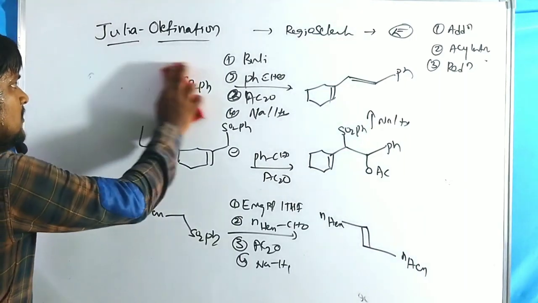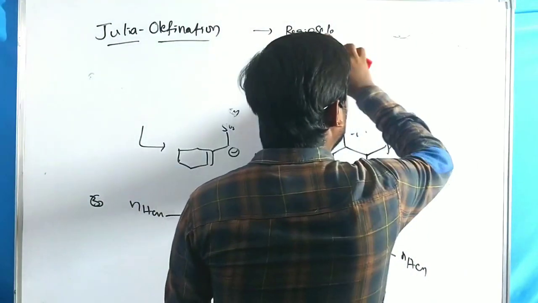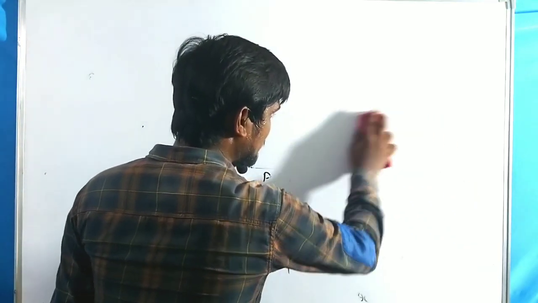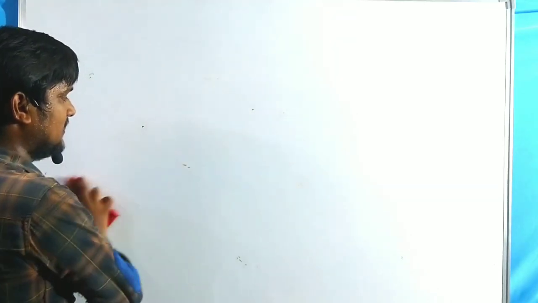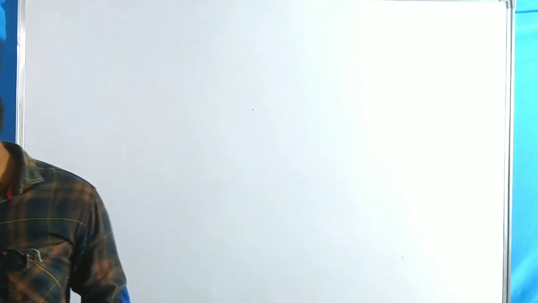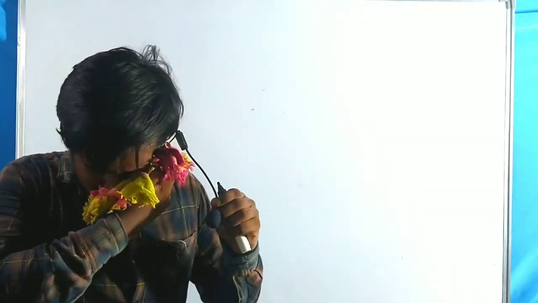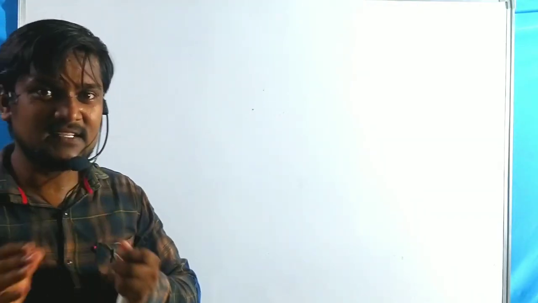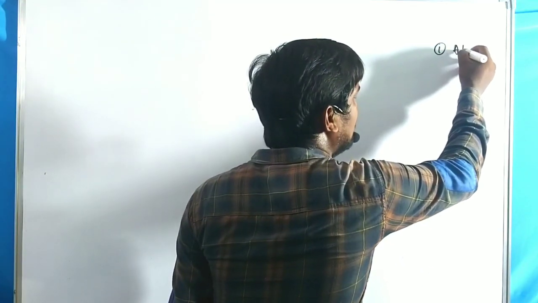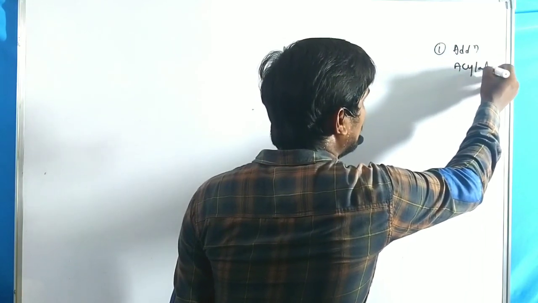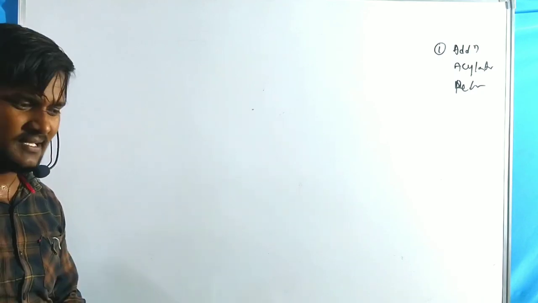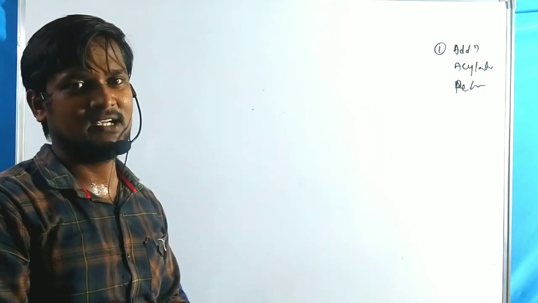This is another example of Julia-Lythgoe olefination. Now we'll go through the modification of the Julia-Lythgoe olefination. The brother of Julia modified the Julia-Lythgoe reaction. The Julia olefination proceeds through three steps: addition, followed by acylation, followed by reduction. That means it takes a lot of time.